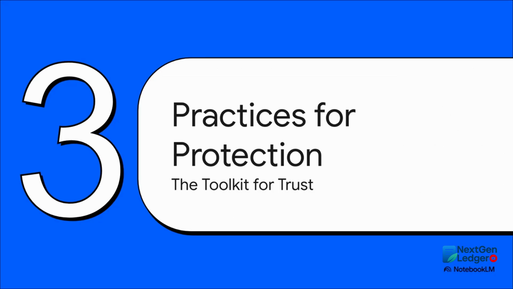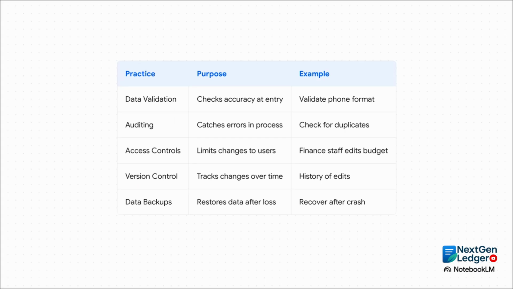So we have our 4 pillars, but how do we actually keep them standing strong? Well, that's where the professional toolkit comes into play. This slide lays out 5 key practices, and the analogies are just perfect. Think of data validation like a bouncer at a club, checking every piece of data as it tries to get in to make sure it's valid. Auditing is your detective, constantly checking for errors or things that just don't add up. Access controls, which you'll often hear called RBAC, make sure only the right people can make changes.